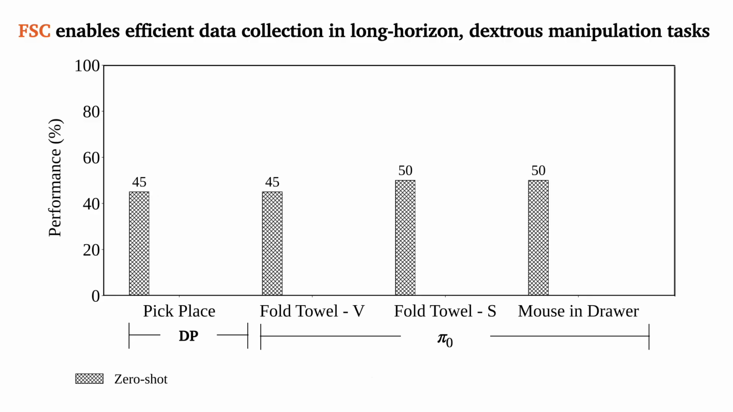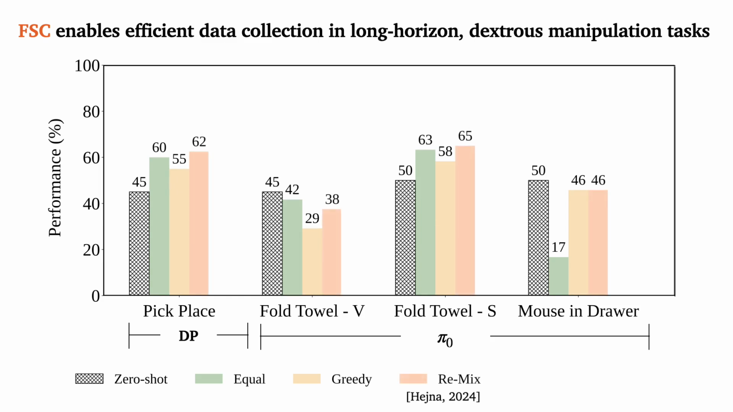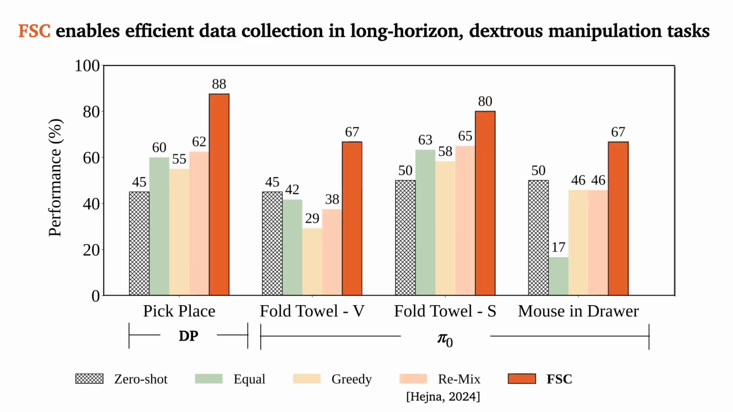The second benefit of FSC is that it enables efficient data collection in long horizon, dexterous manipulation tasks. We compare our method with baselines that equally collect data, greedily collect data for the worst factor, and remix. Our method consistently outperforms all the baselines across all the tasks.